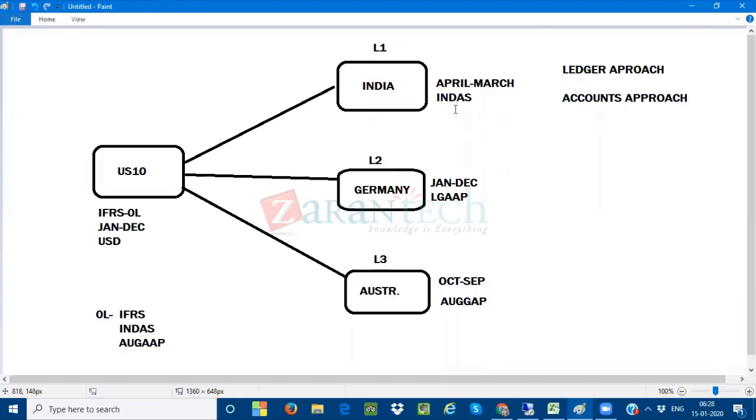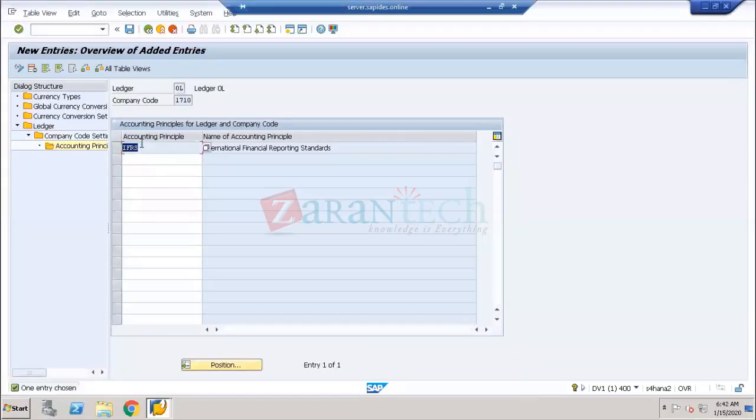L1 is assigned to Ind AS, L2 I am assigning to local GAAP, and L3 I am assigning to the Australian GAAP. So I'm creating three non-leading ledgers. This concept is called the ledger approach. In this case, there is no need to create a separate set of GL accounts. You can address all the reportings with the non-leading ledgers, and the main ledger I can use for IFRS. So here I have assigned only one accounting principle to one ledger for this company code. This is exactly what I call the leading ledger.